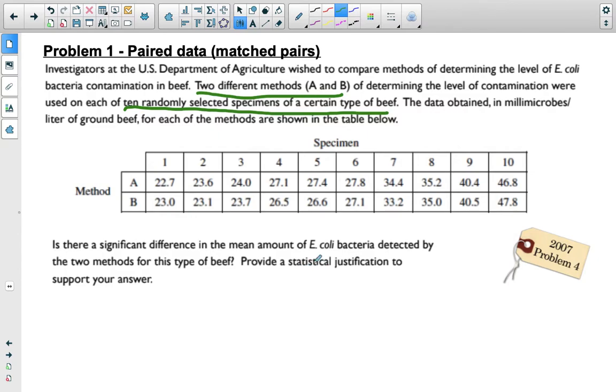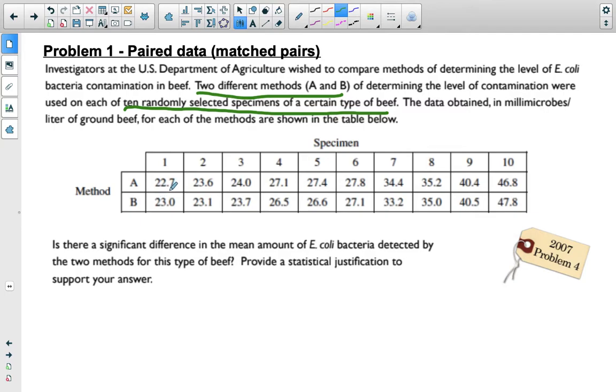Okay, so what are we actually interested in here? This is called a matched pairs or paired data design. We have 10 randomly selected specimens and two methods applied to that. So these numbers you see here for, let's say specimen 1, 22.7 and 23.0, those two numbers depend on each other because method A and method B were both applied to the same piece of meat.